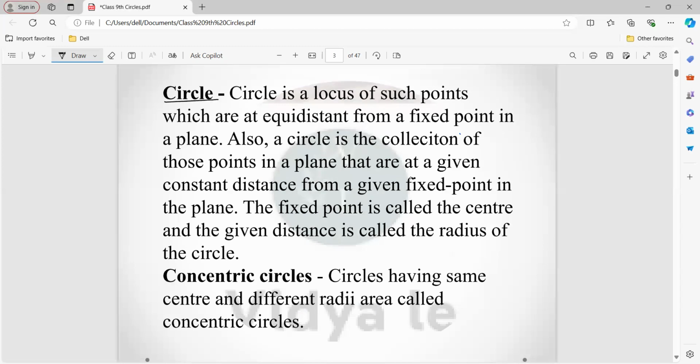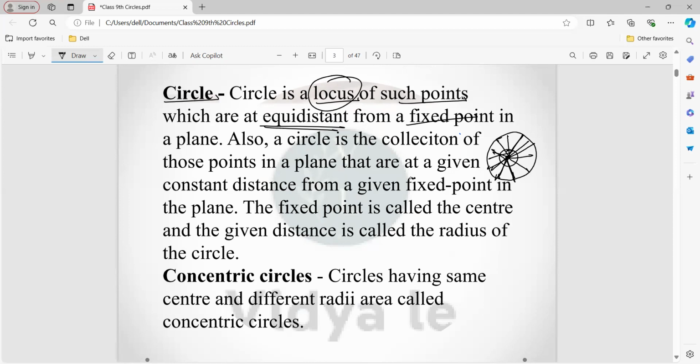So, what a circle means. First of all, the basic point is to understand what a circle means. So, circle is a locus of such points which are at equidistant from a fixed point in a plane. So, if we take a fixed point, then circle is a locus or collection of those points whose distance from a fixed point is same. That is, if I draw like this, and this is a center, so the distance of any point on the circle from this fixed point will be same.